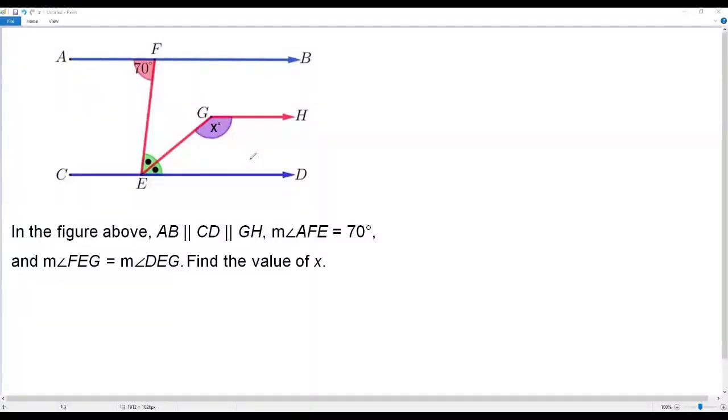Here we have a geometry problem. Okay, let's go with the information. There is a figure given over here. In the figure above, the lines AB, CD, GH are parallel.